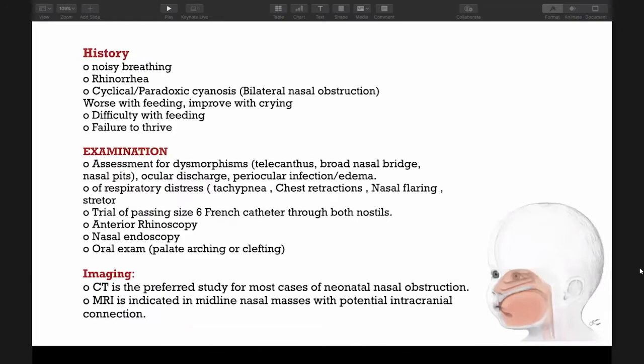So for the history, first of all, we will look for noisy breathing, rhinorrhea, paradoxic cyanosis, which means that the child will have cyanosis, and once he starts crying, it will improve. And this is the cardinal sign for nasal obstruction.